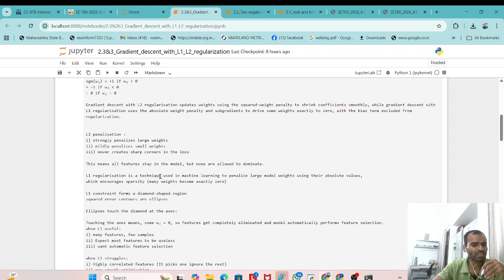So L2 strongly penalizes large weights, but mildly penalizes small weights. L2 doesn't create sharp corners, but in the case of L1, it creates sharp corners. So features get completely eliminated in L1 cases, and the model automatically performs feature selection.